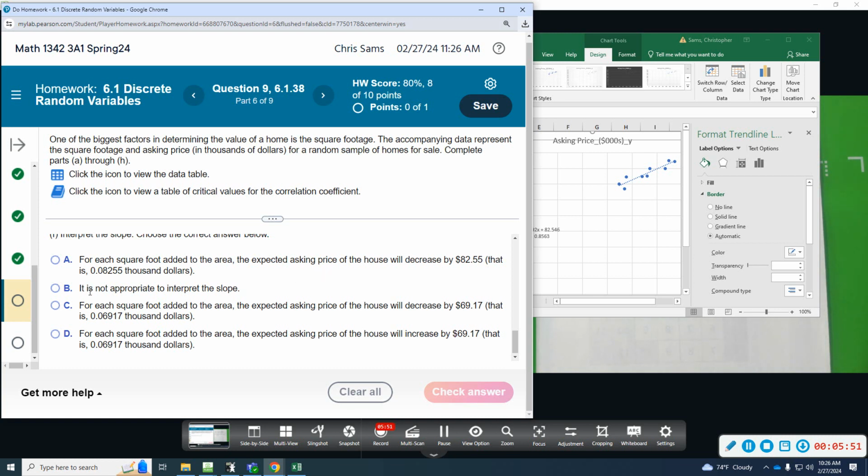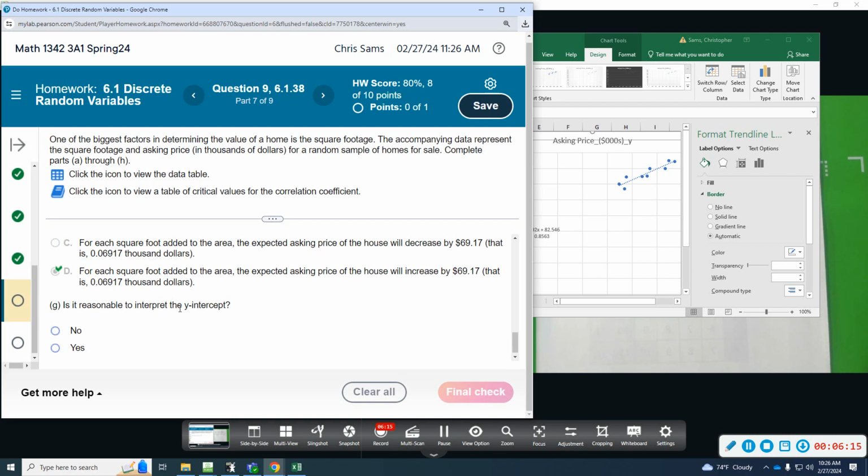So for each square foot added to the area, the expected price of the house will decrease. No. It is inappropriate. No. For each square foot added to the area, the expected asking price of the house should decrease. No. So for each square foot of added area, the expected asking price will increase by about 69. That is in thousands of dollars. So yes, D is going to be the one that matches what we're looking for.